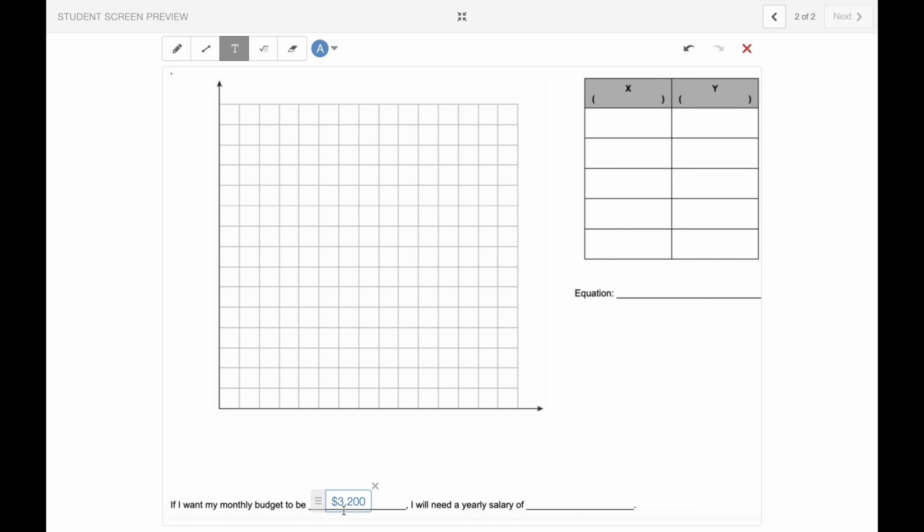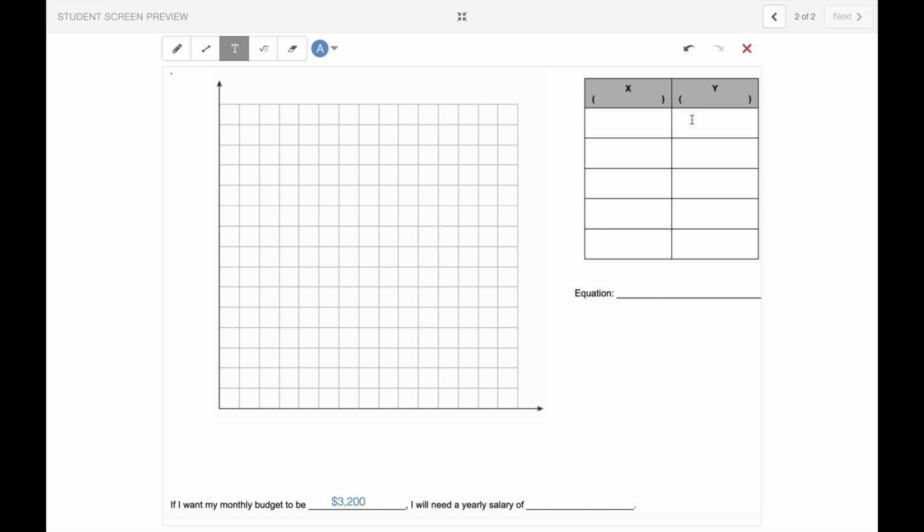So now that we have our monthly budget, the goal of this worksheet is to help us find the yearly salary. So we know 1 month, but we want to know how much we would need to make a year so that we can think of jobs that can really help us live out the budget life or the lifestyle that we want.